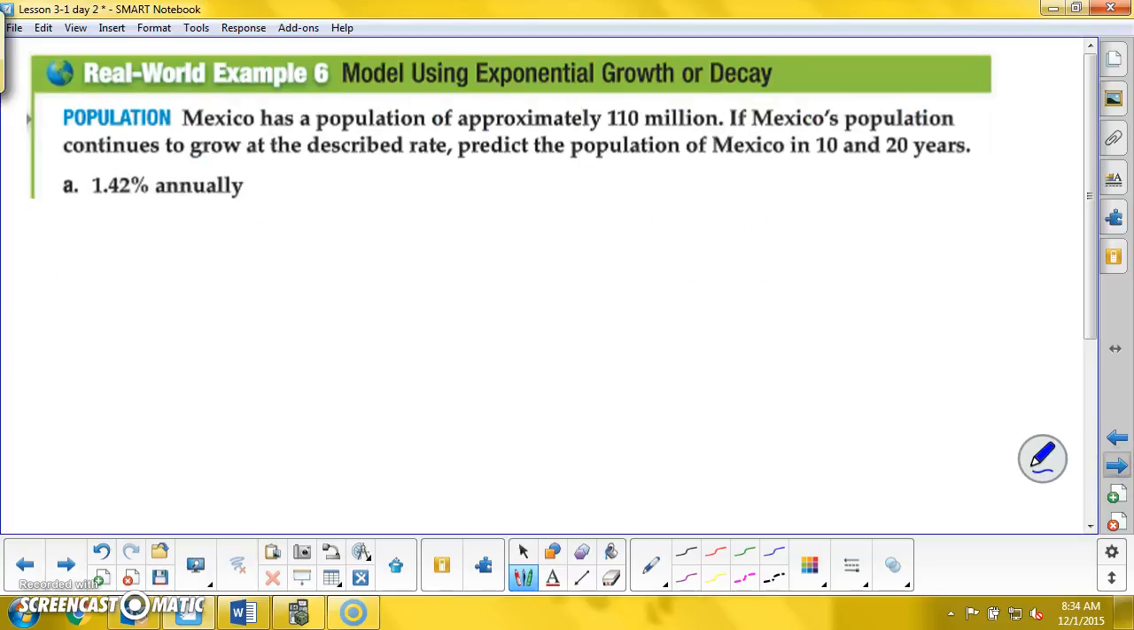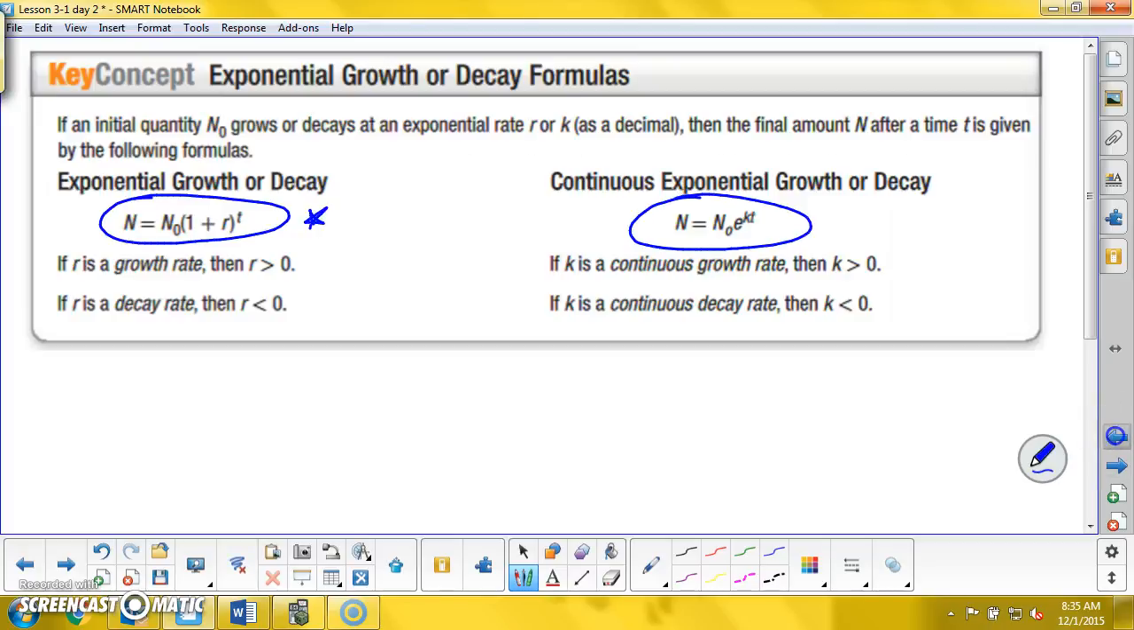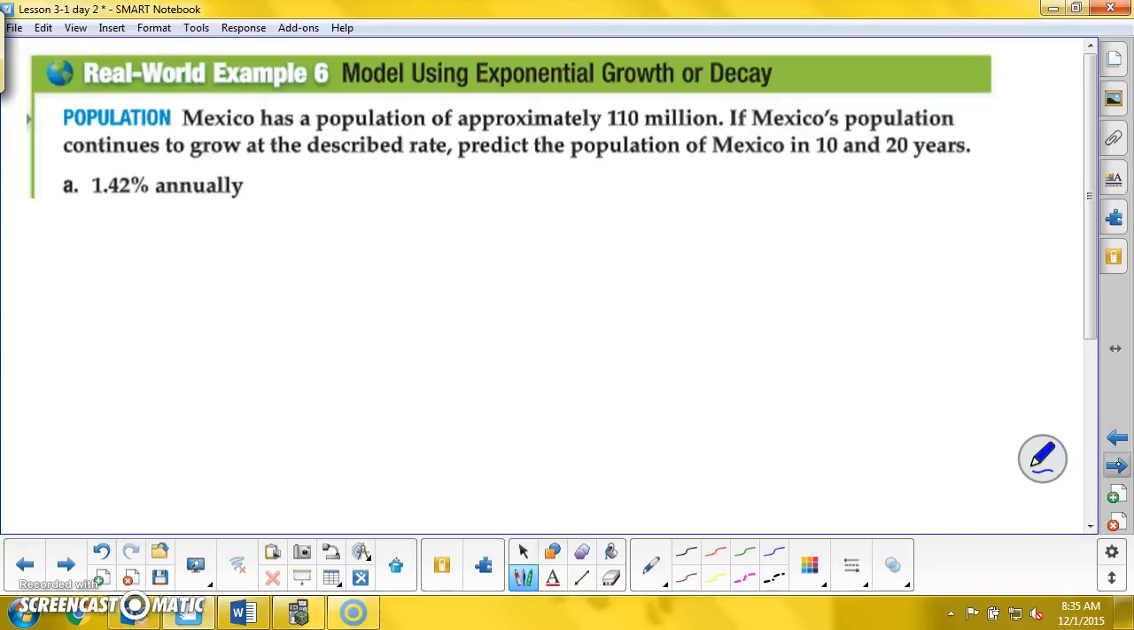Some examples. Mexico has a population of approximately 110 million people. If Mexico's population continues to grow at this rate, predict the population of Mexico in 10 and 20 years. So we're going to be using this formula right here because it's an exponential growth model. Initial amount. Now, this says 110 million. I'm not going to write all the zeros. I'm just going to remember that this is in terms of a million. Okay, so that's my initial amount.